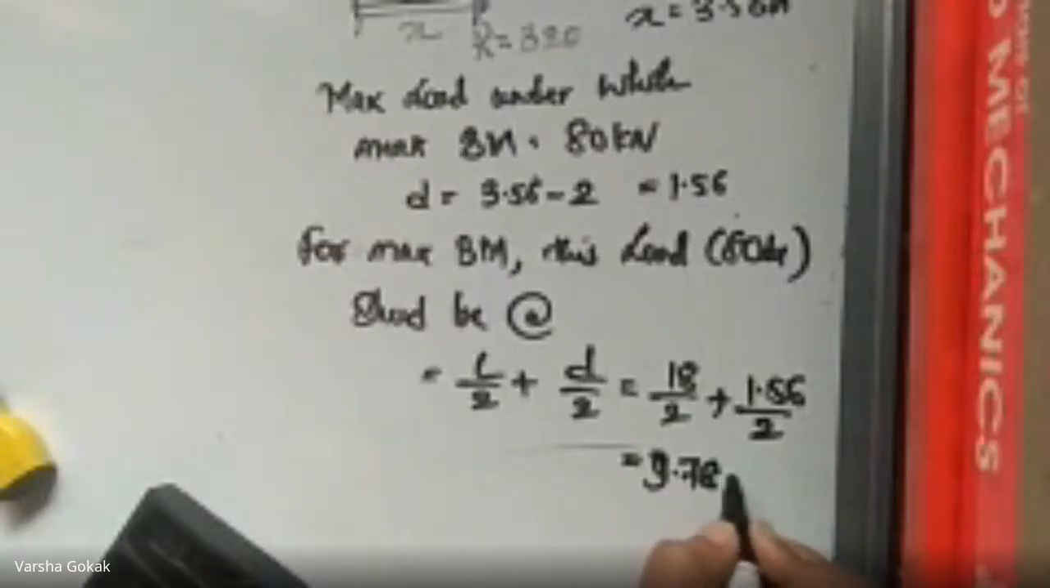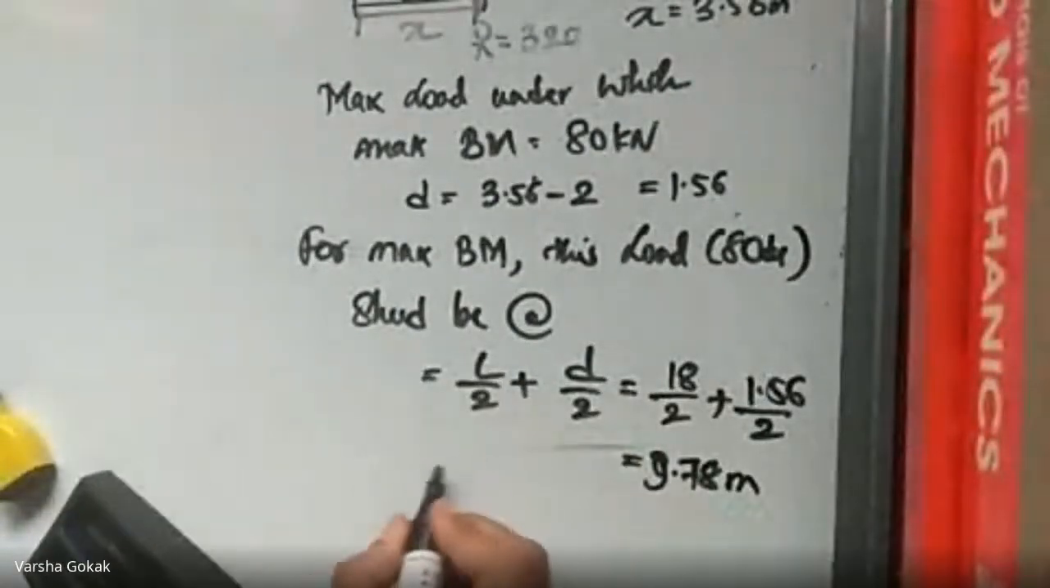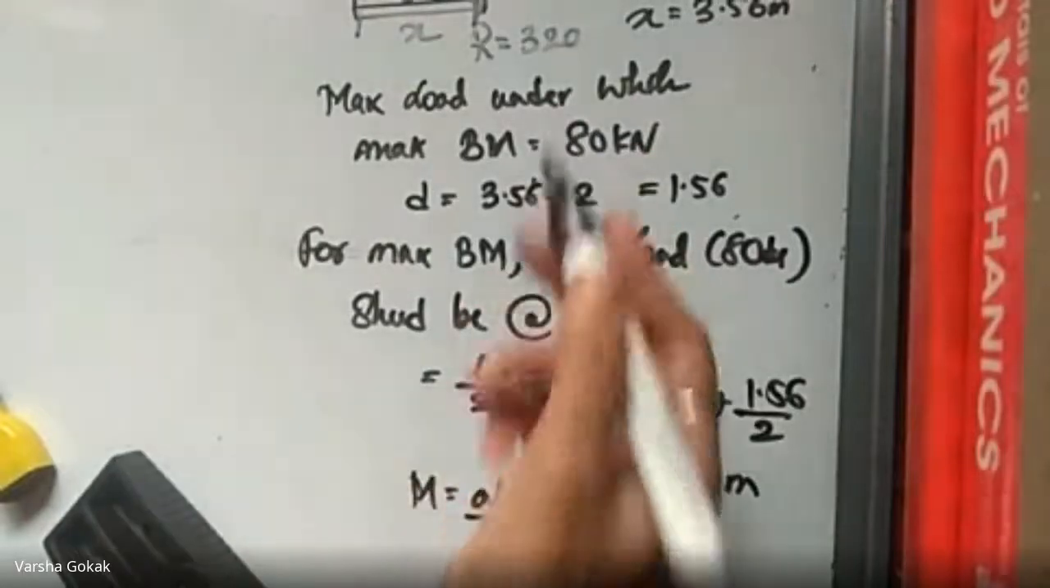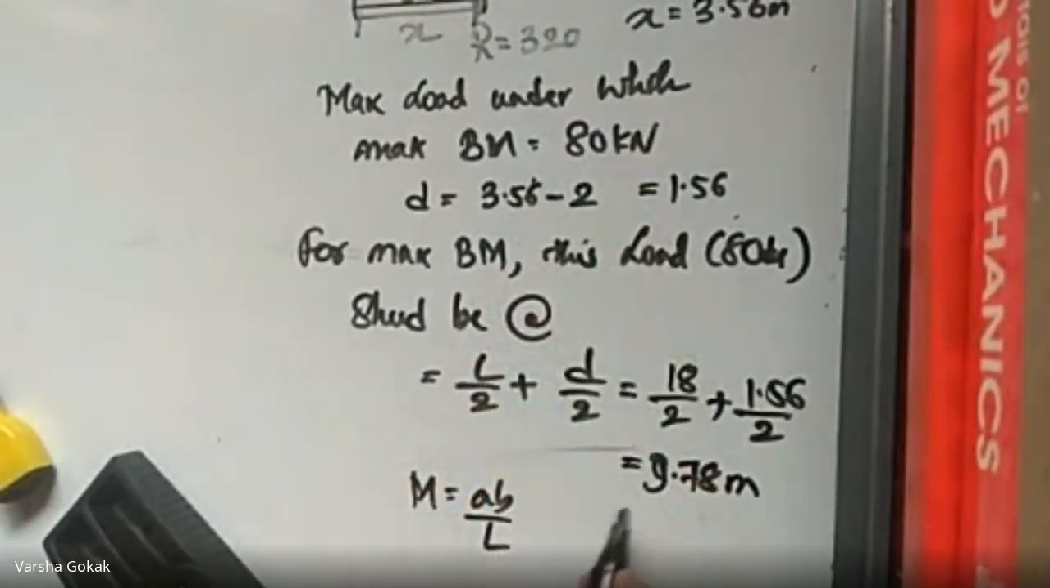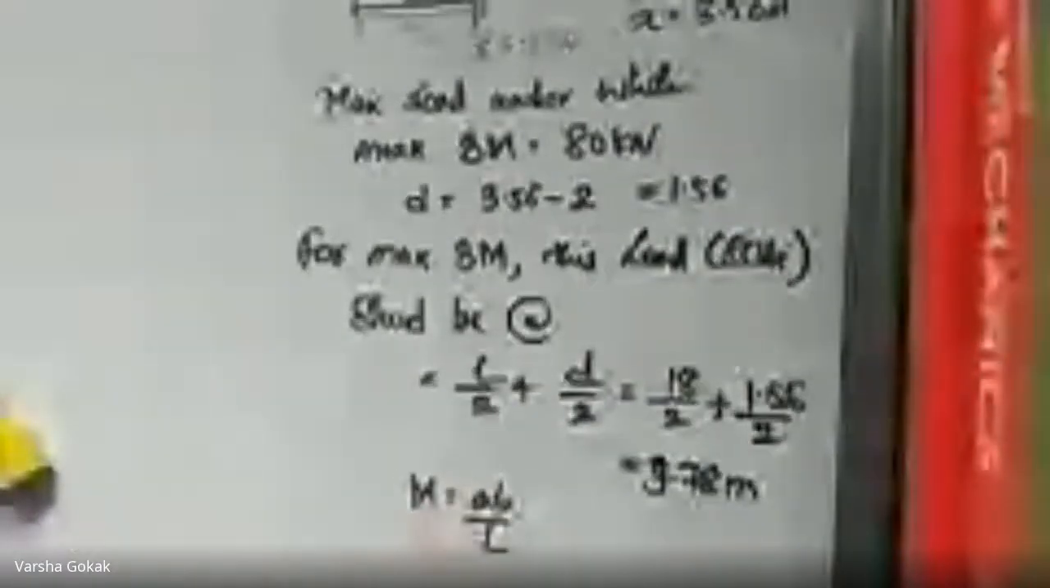9.78 meters is your A. When we calculate moment, we calculate AB by L, remember? Yesterday we were finding A from the diagram after placing it. Instead you can go ahead with this: 9.78 is the distance of A.